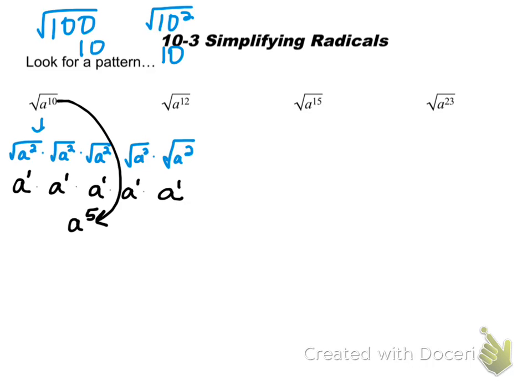That's what divides out. I guess it is a division part. So here for a to the 12th, the square root of a to the 12th is going to be a to the 6th.